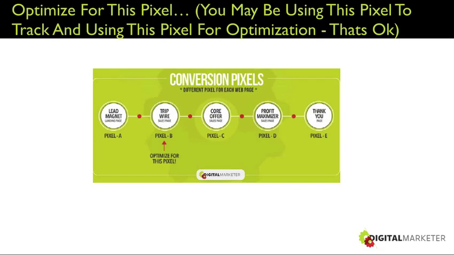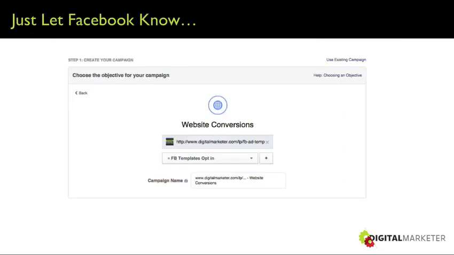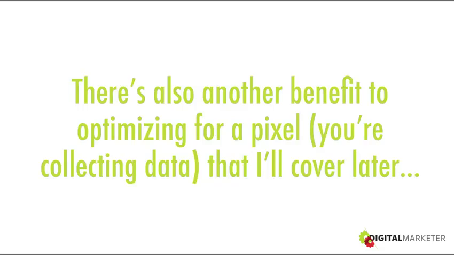So you might think, Molly, okay, I put pixel B on that web page, and I already used it for tracking. That's okay. You can still assign that same pixel over here whenever you're setting up your ad for optimization too. So don't put more than one conversion pixel on the same page. Just put one conversion pixel, name it properly, and you can use it across the board.